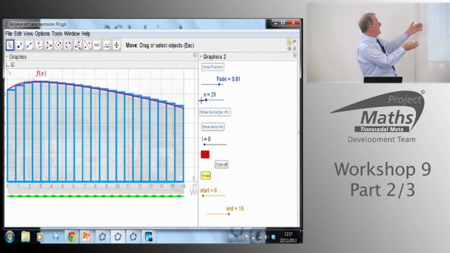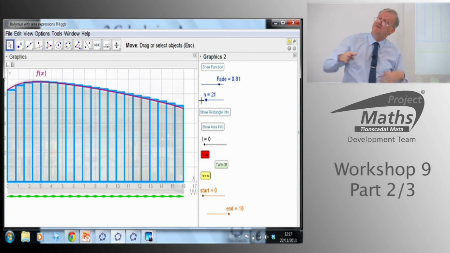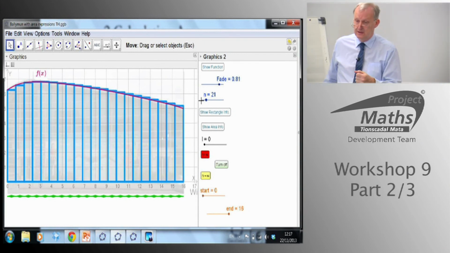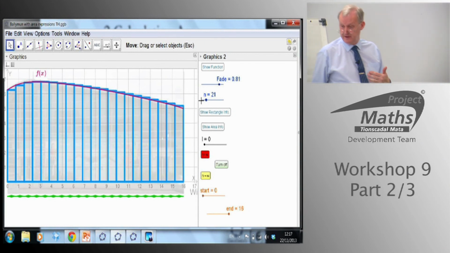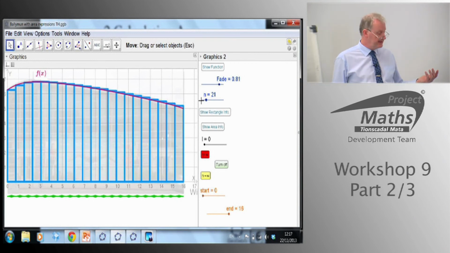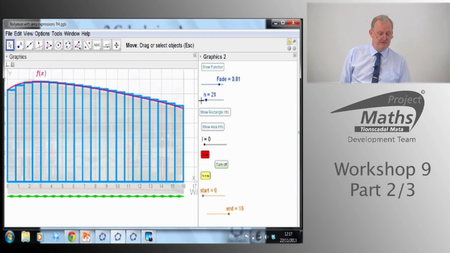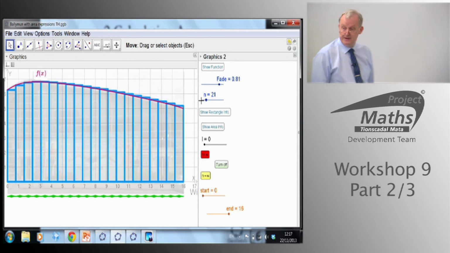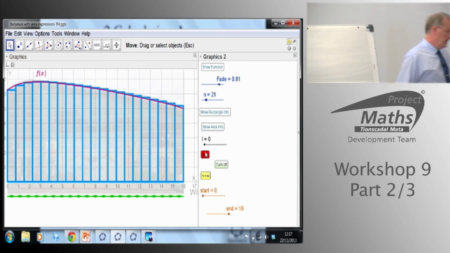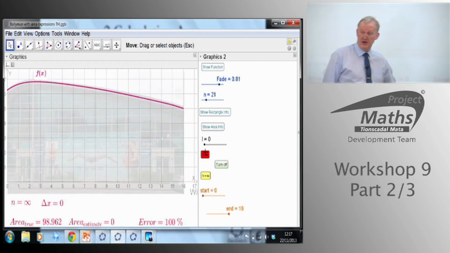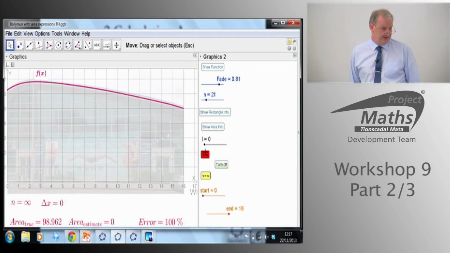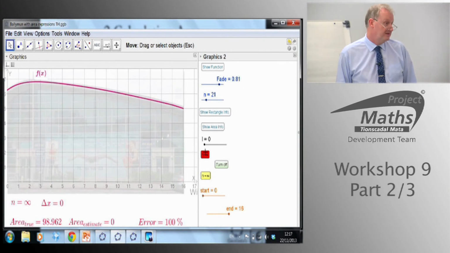Well, okay, but from the point of view of your rectangles, to get a perfect answer, how many rectangles are you going to use? An infinite number. So let's use an infinite number. And I'm sorry to say, your percentage error is 100%. You couldn't be more wrong.